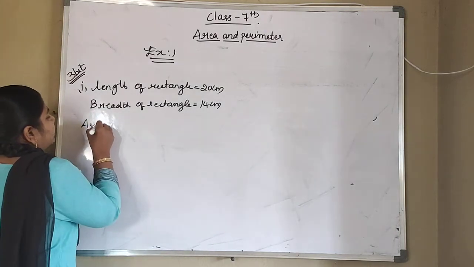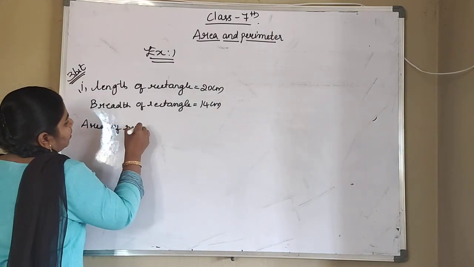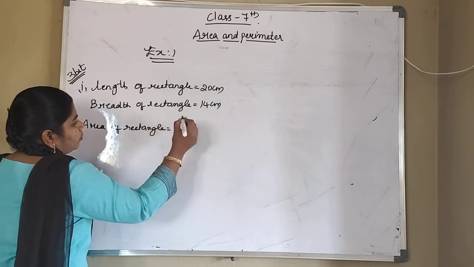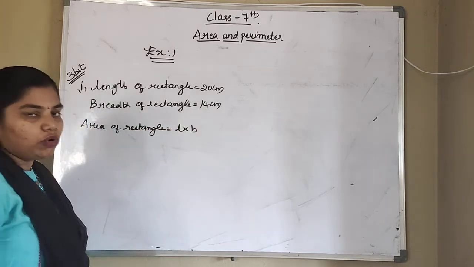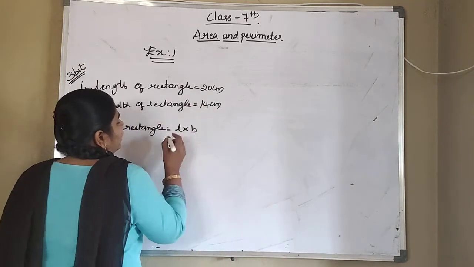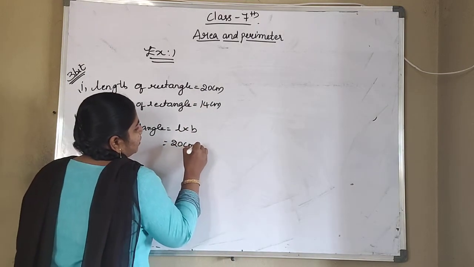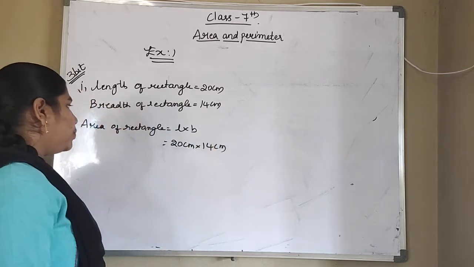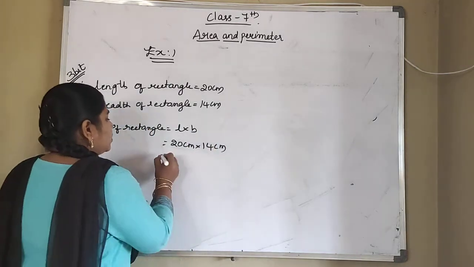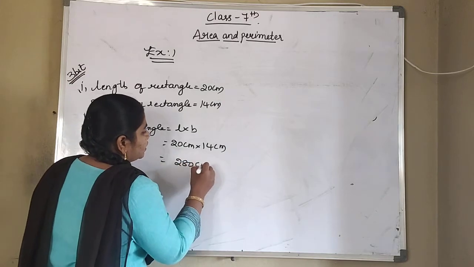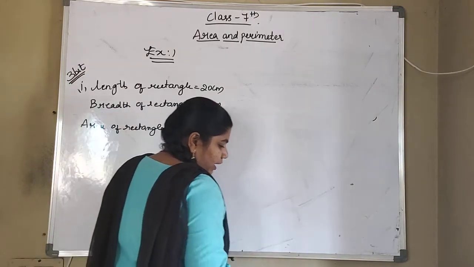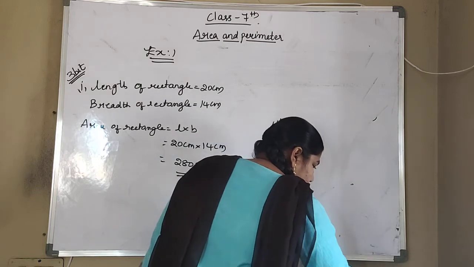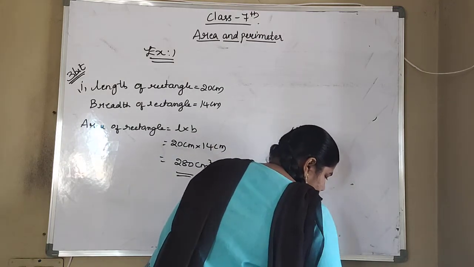So, first I am finding the area. Area of a rectangle is equals to L into B. So, we know the formula as L into B. What is the length value? That is 20 centimeters into 14 centimeters. So, how much will it be? That will be 280 centimeter square. So, the area value is 280 centimeters square.